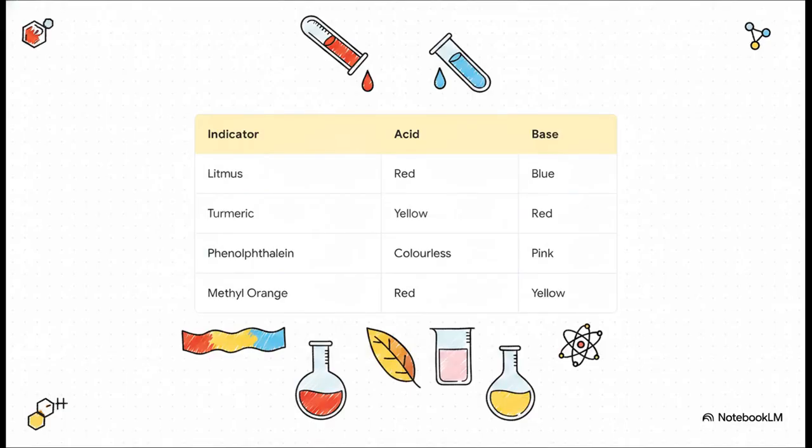Let's actually decode that. Labor stands for litmus, blue in base, red in acid. TLY is for turmeric, red in base, yellow in acid. Popcorn reminds us that phenolphthalein is pink in base and colorless in acid. And finally, Mayer gives us methyl orange, yellow in base, red in acid. Honestly, it's a brilliant little memory hack to lock in those visual changes for good.